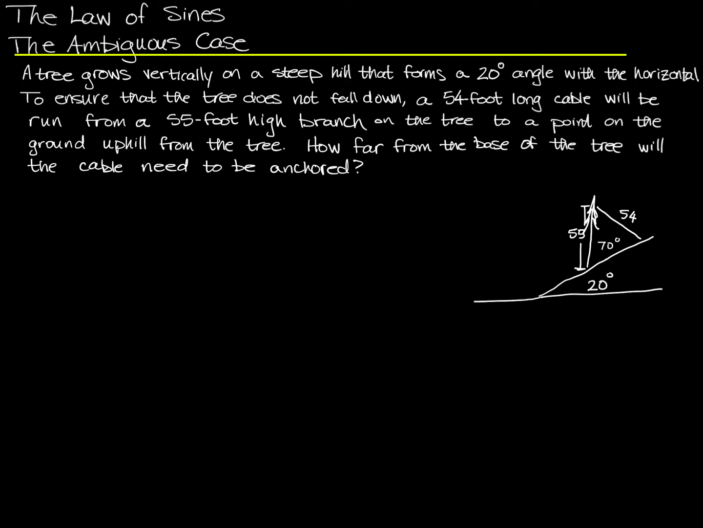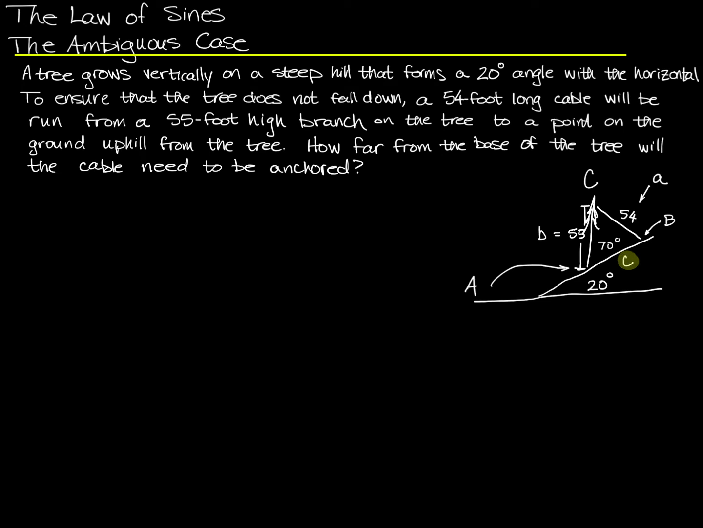If I label my triangle the way I like to do, I have this angle A here, that makes this side A here. And this would be angle B down here, which means this is side B. That leaves angle C and side C. Now, let's see, what was I asked for? How far from the base of the tree will the cable need to be anchored? Well, the base of the tree is here, and my cable is anchored up here. So I'm actually looking for side C in this problem. Let's go ahead and highlight that. This is the piece of information I actually want.